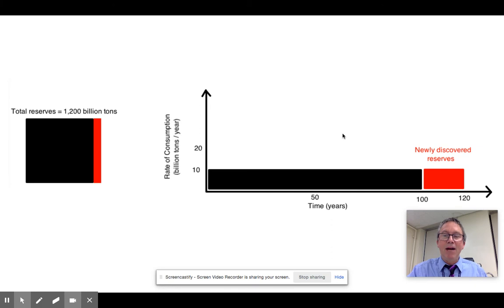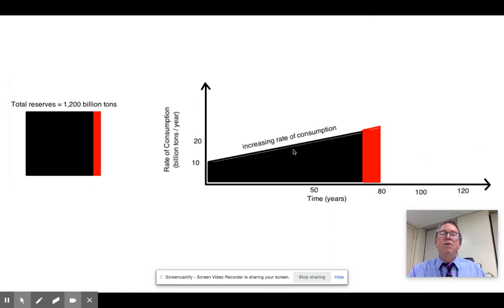But what happens is as the world develops, we tend to increase our consumption at an increasing rate. And so it actually should be curved upwards, but I'm just going to make it linear because it's hard to draw otherwise. Okay. So what happens then is you can see since this area is fixed, we can't get more of it. Then if this, instead of being level, goes up, this area equals this area. So that means instead of lasting 120 years, maybe it's going to last 80 years. So that's basically what happens with non-renewable resources.